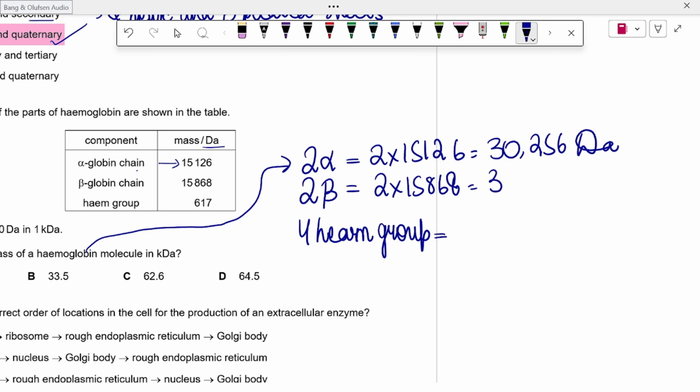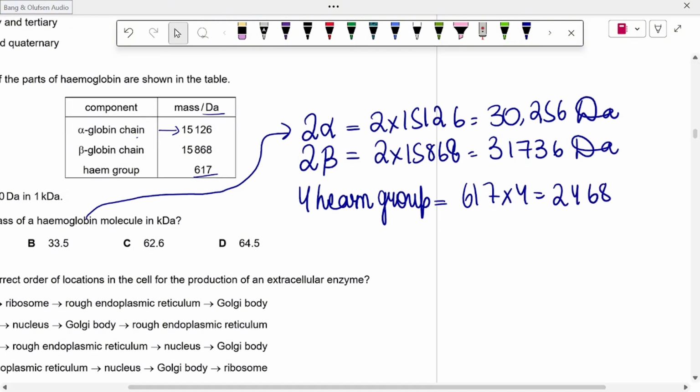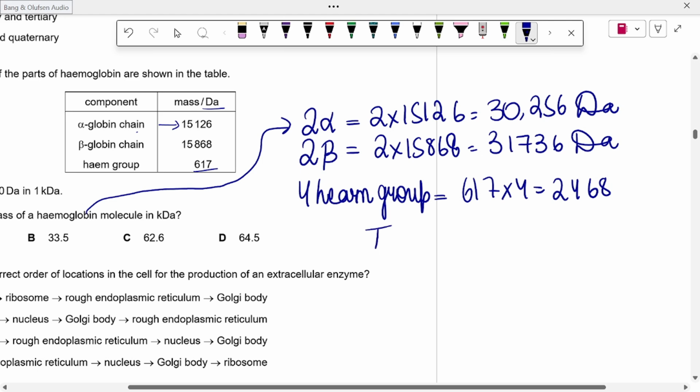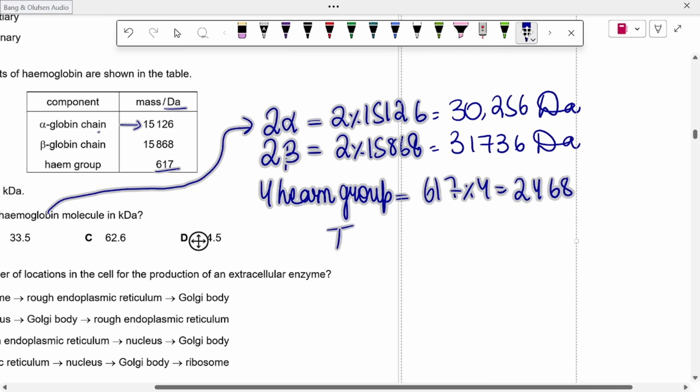Mass will come out to be 31736 Dalton. One heme group is of 617 Dalton. 4 heme group कितनी होंगी? Multiply by 4. 2468. Now calculate the total mass ताकि आपको पता चले the mass of a hemoglobin molecule.